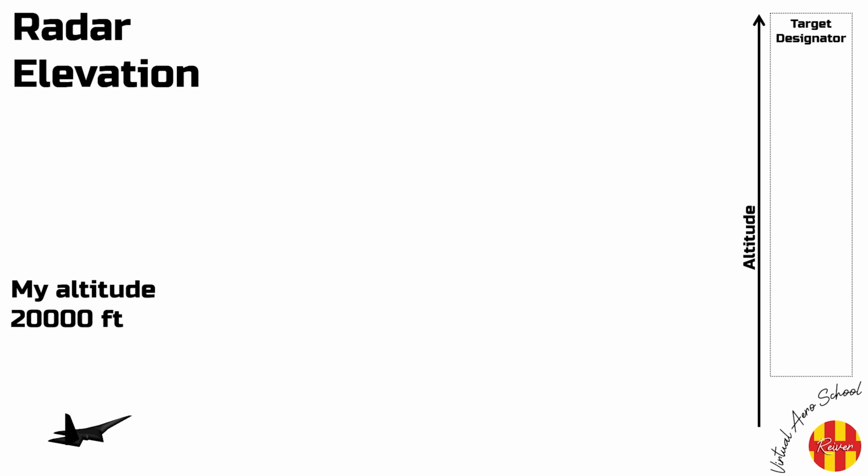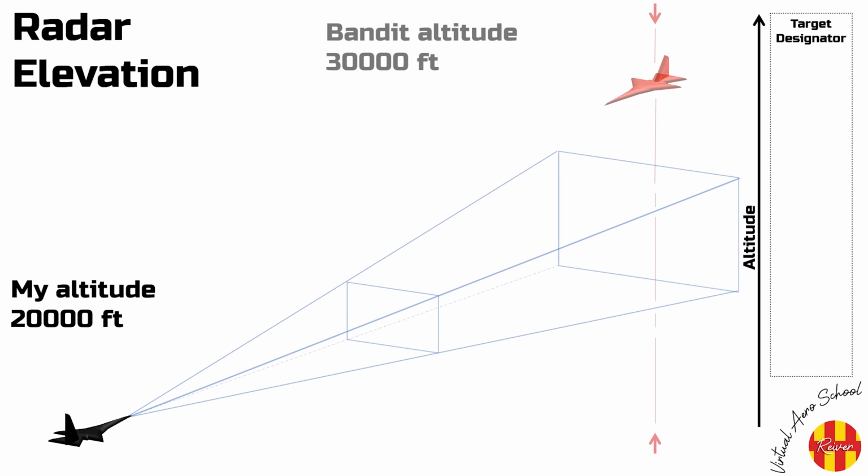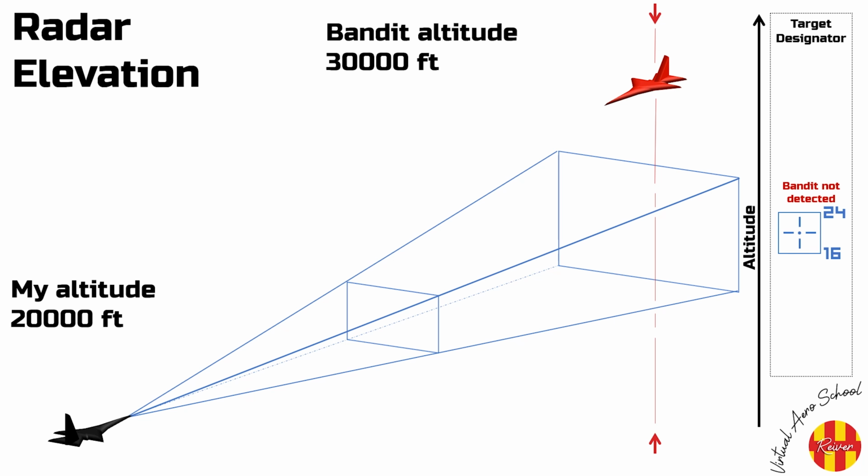In addition to azimuth and bars, most airborne pulse Doppler radars used for interception allow the pilot to slew the antenna up and down in a tilting motion to cover different areas of the sky. Consider this plumb line, which runs directly through this bandit aircraft at 30,000 feet. At this distance to the plumb line, my radar is covering the sky between 24,000 and 16,000 feet. This altitude range is often displayed on the radar screen next to the target designator, cursor, or alidade. Consequently, the bandit would go undetected in this situation.